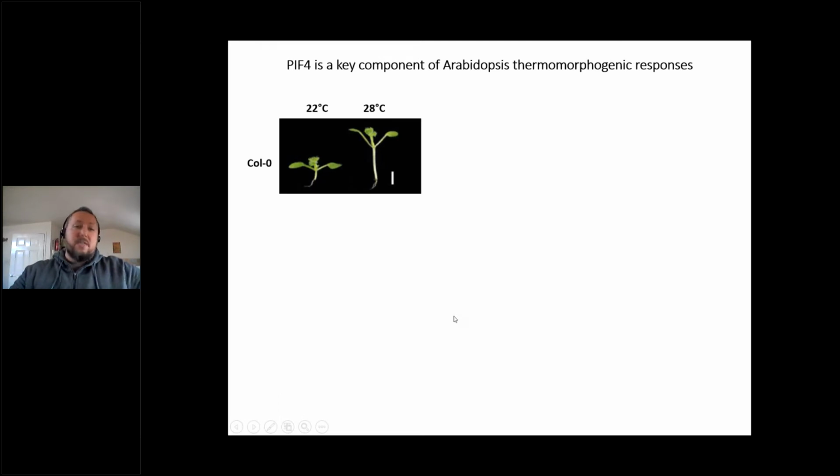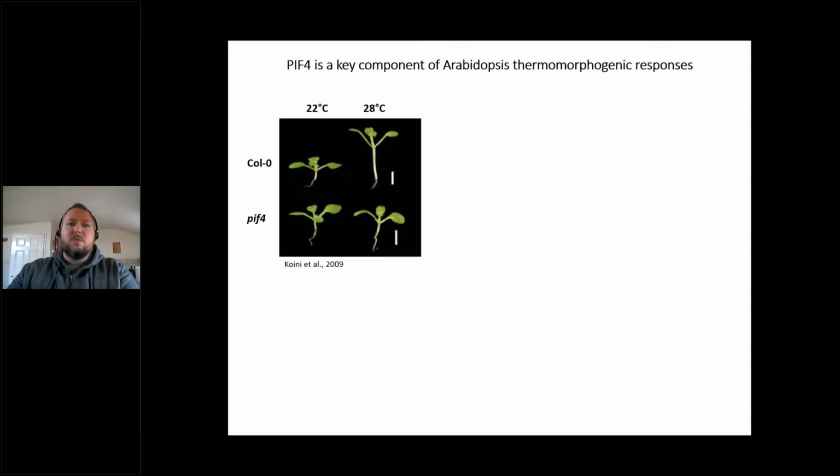When we look at temperature responses in Arabidopsis, a classical response we always look at is elongation of the hypocotyl, which you see depicted here. If you grow your little Arabidopsis plant at 28 degrees, the hypocotyl, the embryonic stem, will dramatically increase in length. And that is a very classical response to look at. In a seminal paper in 2009, it was found that the PIF4 mutant absolutely lacks this response.